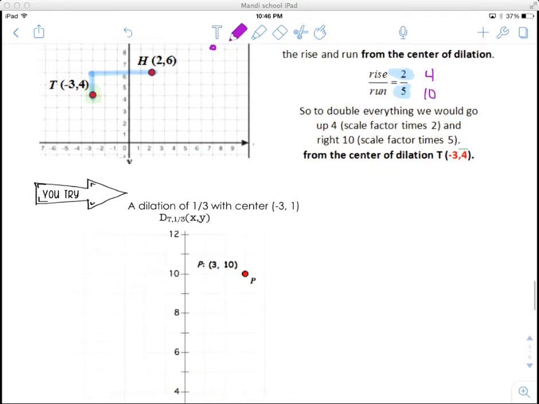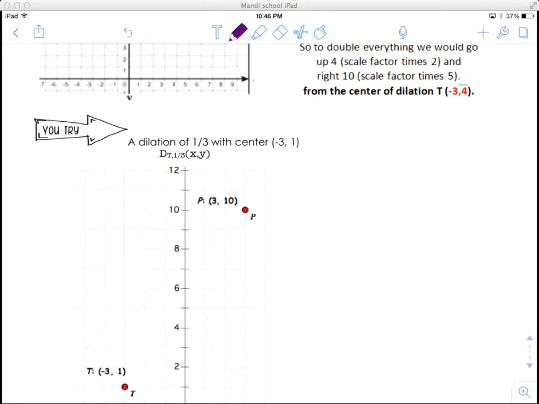Okay, so on the next one, find your slope first. Let's do rise over run. And then this time by 1/3. So this time it's going to be a reduction. So what's your rise over run? Alright, and then when you're done, come back and check and see if you got the right answer.